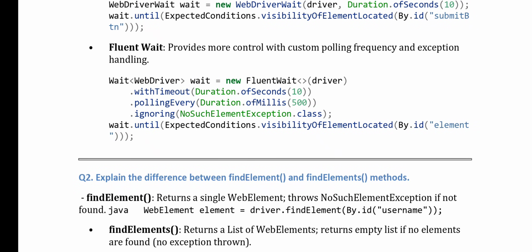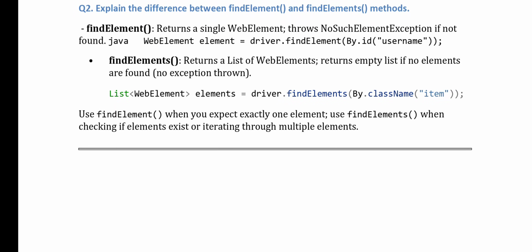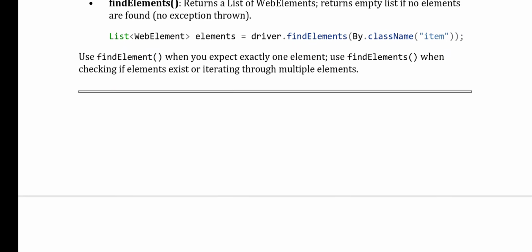Can you explain the difference between find element and find elements method? The findElement method returns a single web element and throws NoSuchElementException if the element is not found, whereas findElements returns a list of web elements and returns an empty list if no elements are found. No exceptions are thrown. That's the core difference between findElement and findElements. I have given the syntax on how findElement and findElements should be represented in code. Please do check it out.